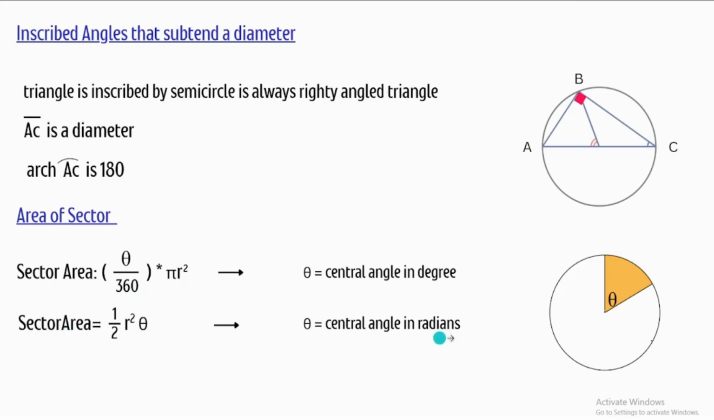If we measure with radians, the sector area will be half r squared theta, and we have to be sure that theta is in radians. If you use a calculator to calculate this area, we have to be sure that the calculator is set to radian mode. Theta here is in radians.